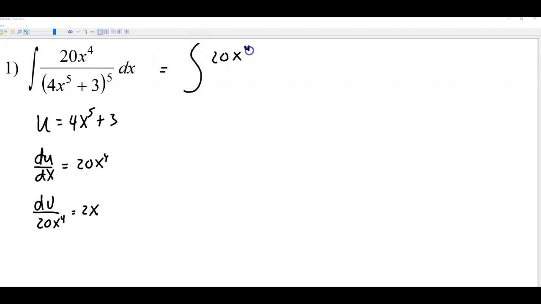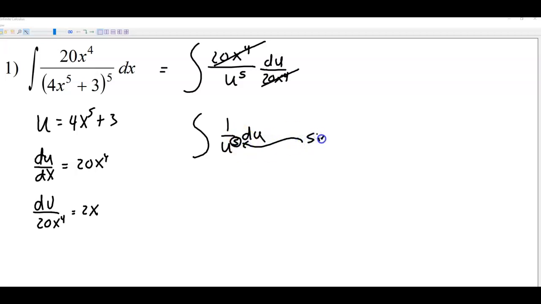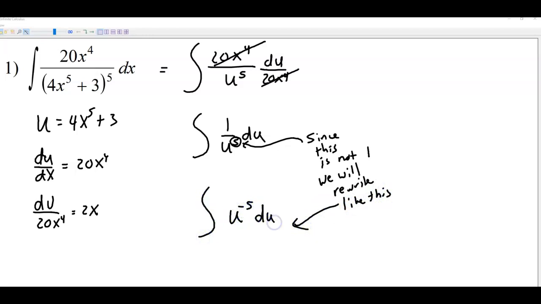Rewriting our integral, we have that. All right. Now, anytime you have 1 over a letter to a power other than 1, since this is not 1, we will rewrite like this. You'll just bring it up to the top and change the power to a negative. Now notice I said since it's not equal to 1. If this power was a 1, then what we would have on our hands at this point is an ln problem. But this is not an ln problem since that power on the bottom is not equal to 1.